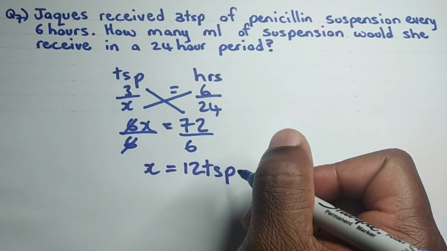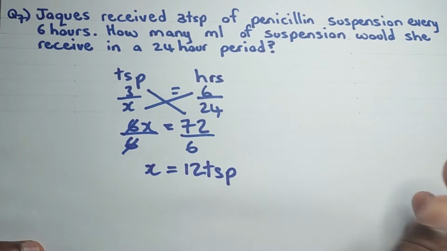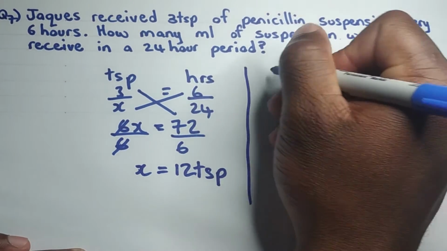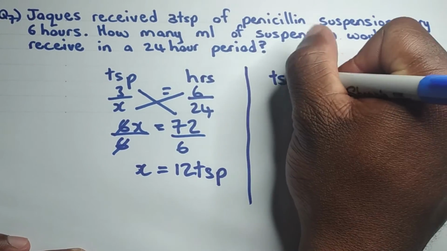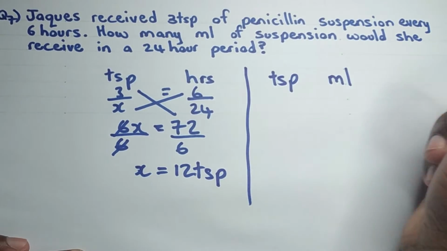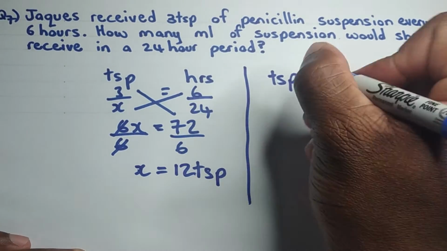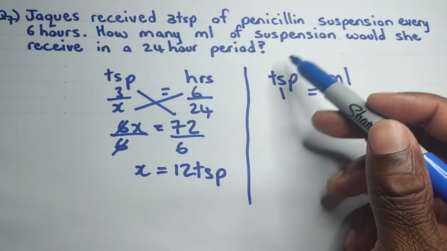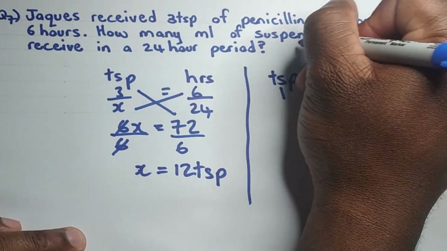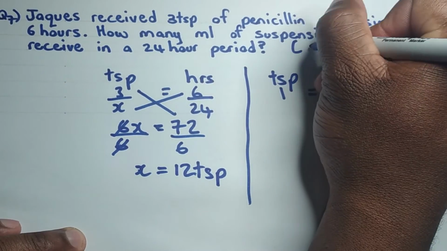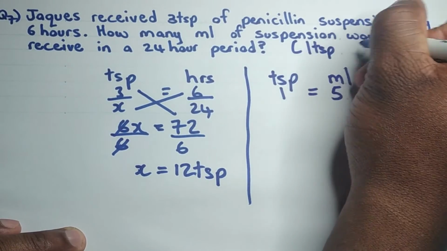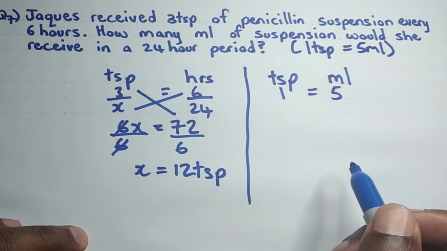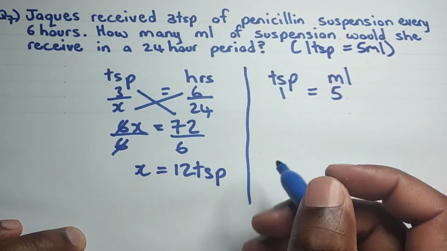Now what we want to do is to convert this 12 teaspoons to milliliters. So how do we do that? Again, we can set up a proportion with teaspoons and milliliters. So what do we know? We know that 1 teaspoon is equal to 5 milliliters. However, this information wasn't given in this question, so this is something that you'll want to know. That's something that you have to know personally. So 1 teaspoon is equal to 5 milliliters.